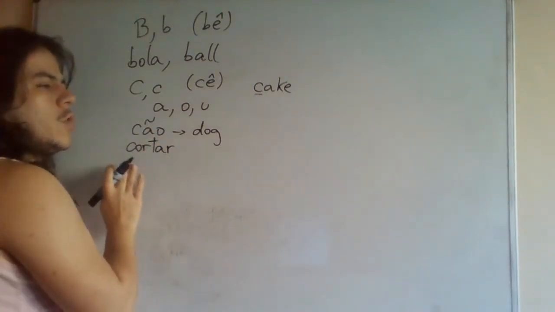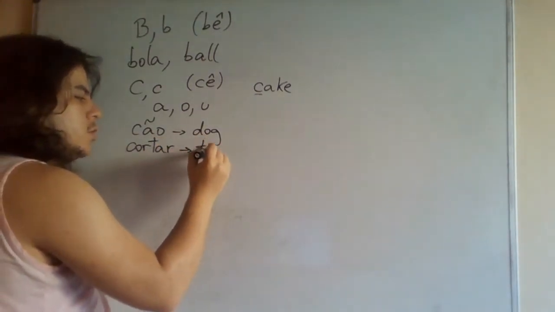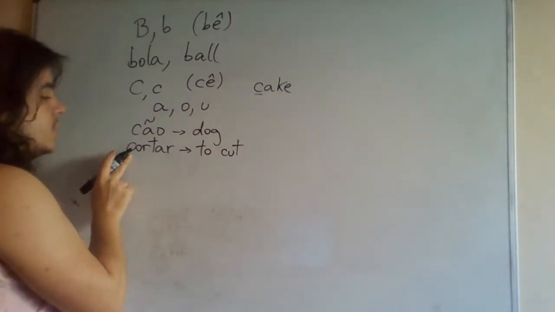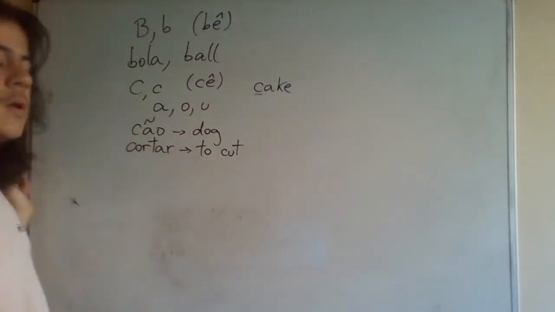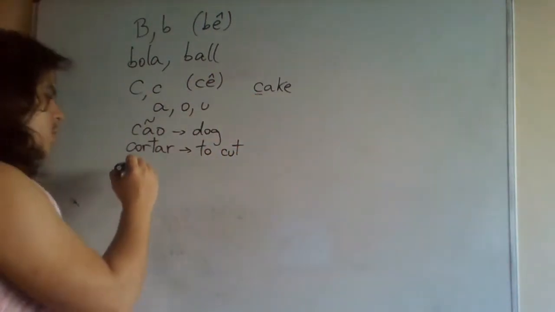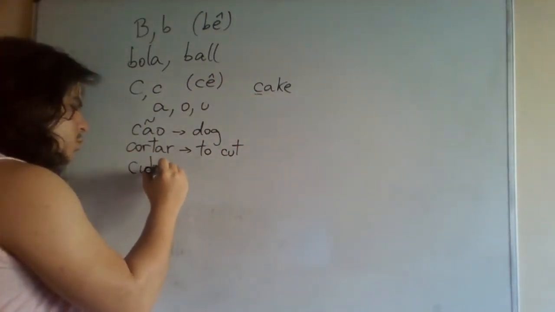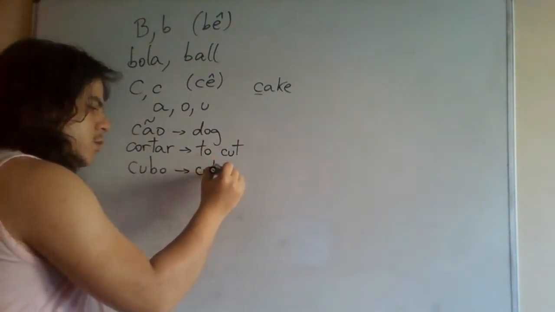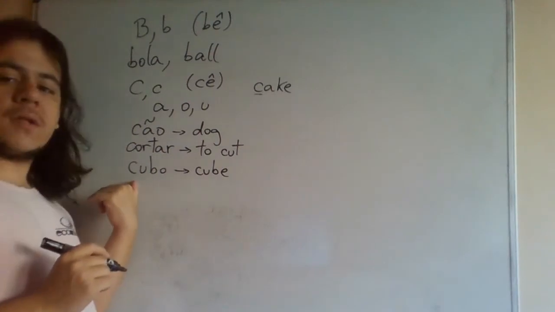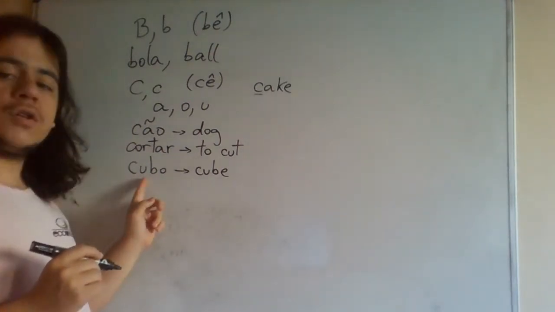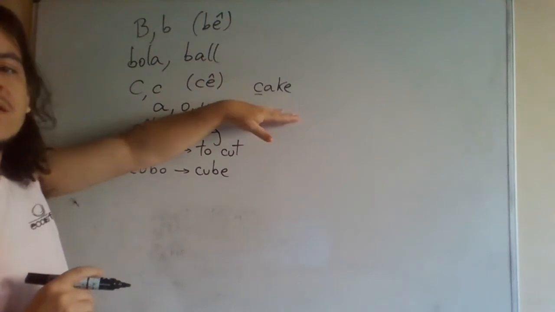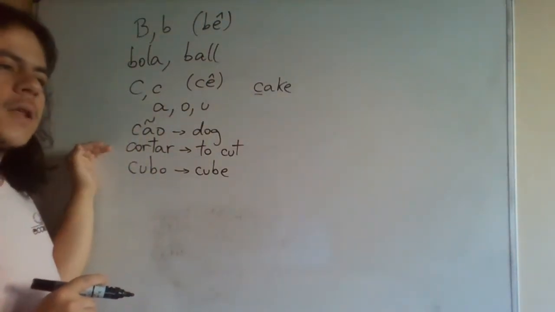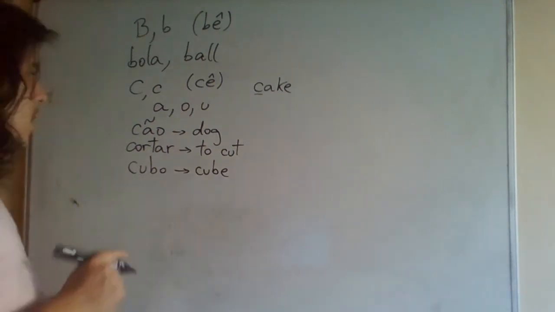Here is a verb, cortar. It means to cut. Cortar. So letter C before letter O has the cake sound. Another example, cubo. It means cube. So here, letter C before letter U has the cake sound, K. So cão, cortar, cubo.